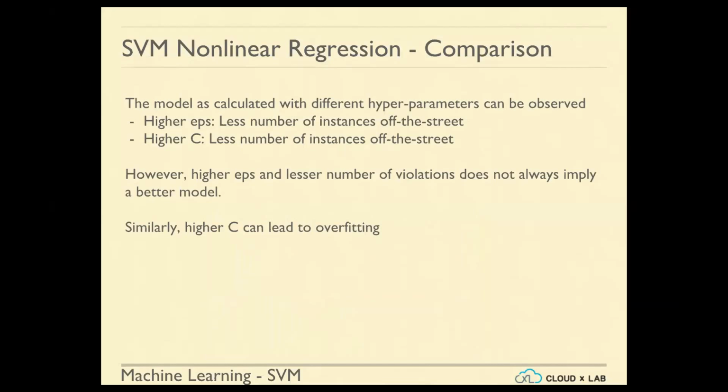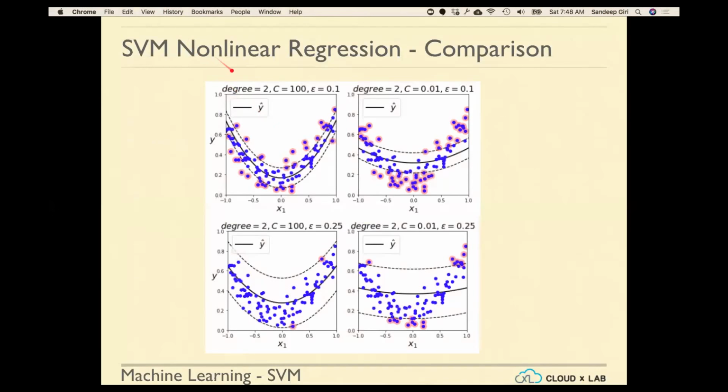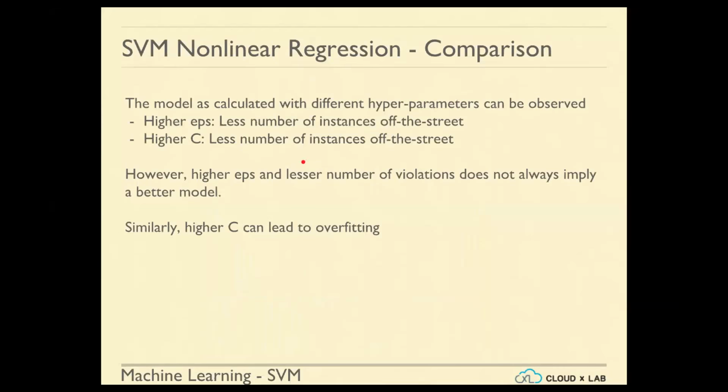Okay, so if both epsilon and c are higher, then there will be less number of instances of the street that we can see. If the epsilon is higher, there are less number of violations, and if c is also higher, like in this case, there will be less violations, while in this case there are more violations. Okay, that's something which we need.